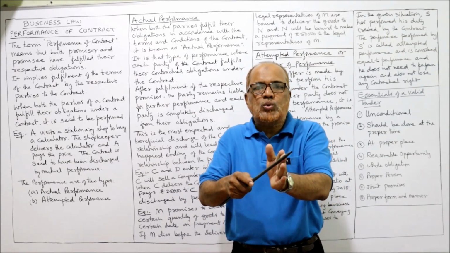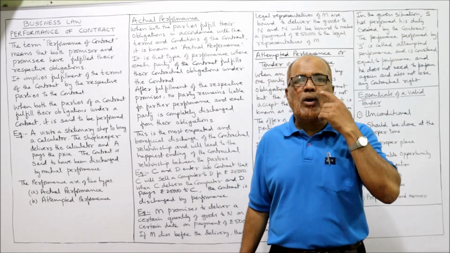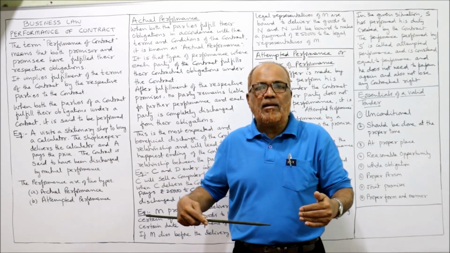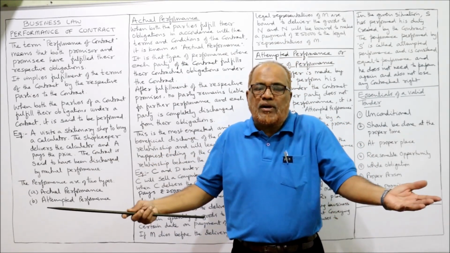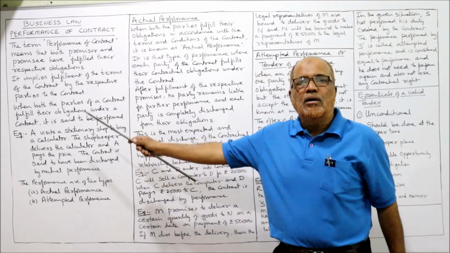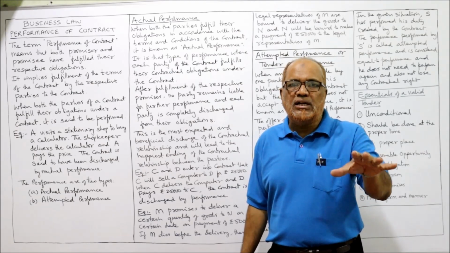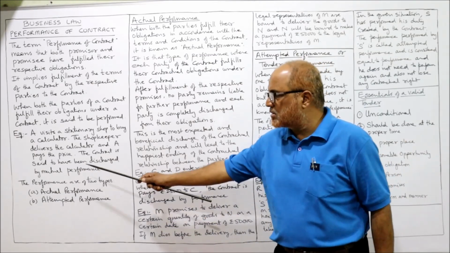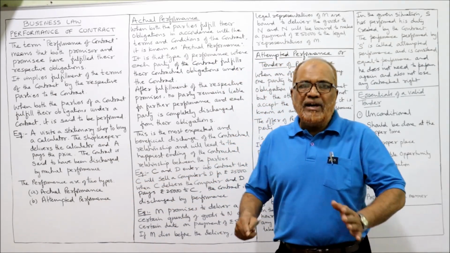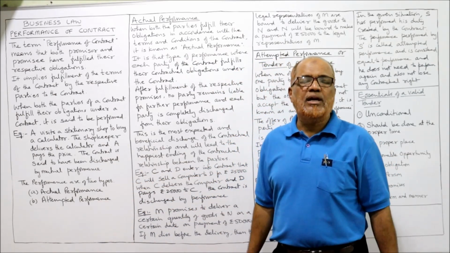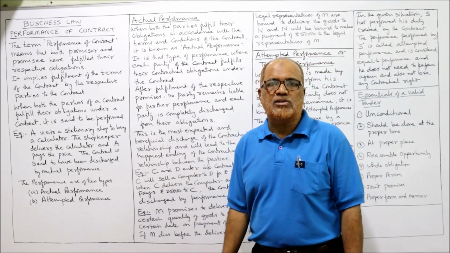The contractual relationship between the two parties, A and the shopkeeper, is completed. A has purchased the calculator and the shopkeeper has sold the calculator. That means the contractual relation comes to an end. It is called performance of contract. That means the contract is discharged by performance. This is the example. Now, performance is of 2 types. So we divide performance into 2 types: actual performance and attempted performance.